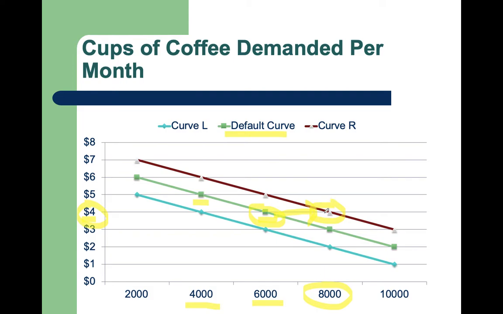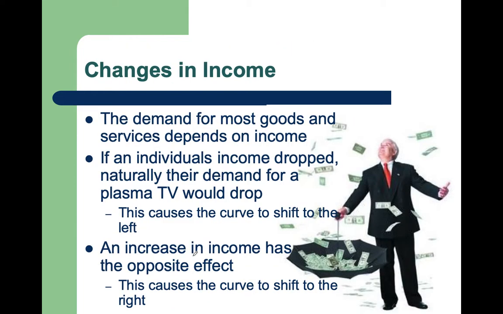Let's say when fall comes, summertime is over, all the cabin people go back home, we would shift all the way over here to the left, and let's say that we would shift to this curve L, and now we're still selling them for $4 a piece, but now our quantity sold is decreased to 4,000. So even if your price doesn't change, population is one of those things that can change your demand for any product.